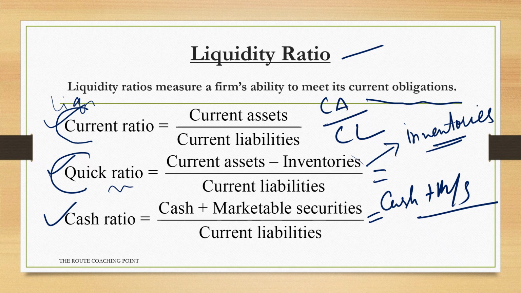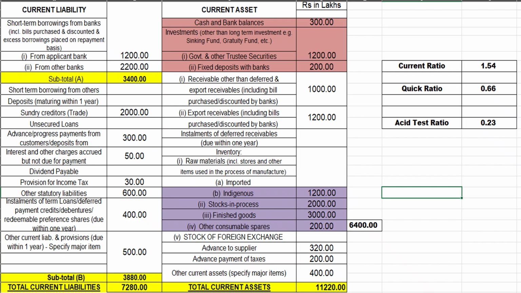This is a more intense liquidity ratio, and it is further. So suppose this is a company XYZ Limited's current assets and current liabilities. Let's go one by one. This company has taken a loan from, suppose, a bank or some other bank. So how much short term loan is it having? 3400. The unit is lakhs.